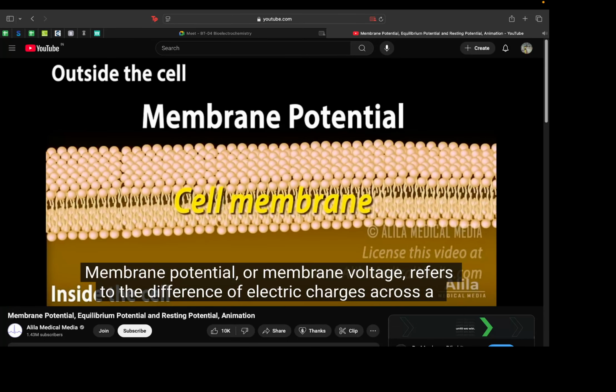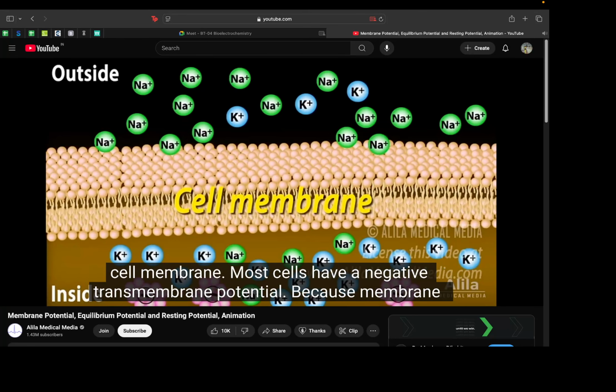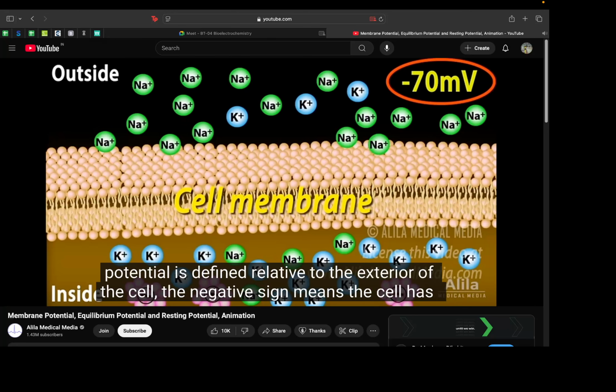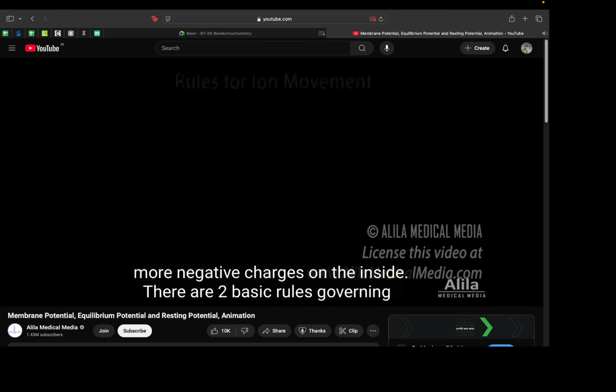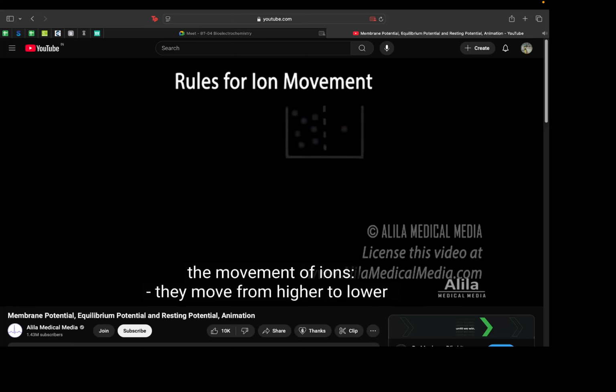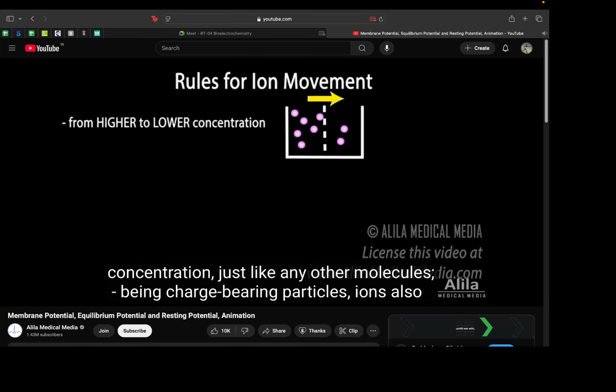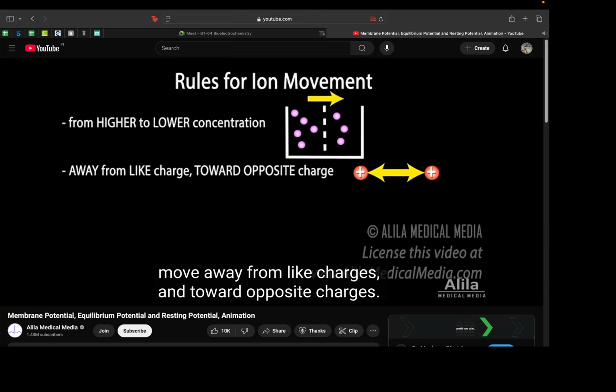Membrane potential, or membrane voltage, refers to the difference of electric charges across a cell membrane. Most cells have a negative transmembrane potential. Because membrane potential is defined relative to the exterior of the cell, the negative sign means the cell has more negative charges on the inside. There are two basic rules governing the movement of ions. They move from higher to lower concentration, just like any other molecules. Being charge-bearing particles, ions also move away from like charges and toward opposite charges.